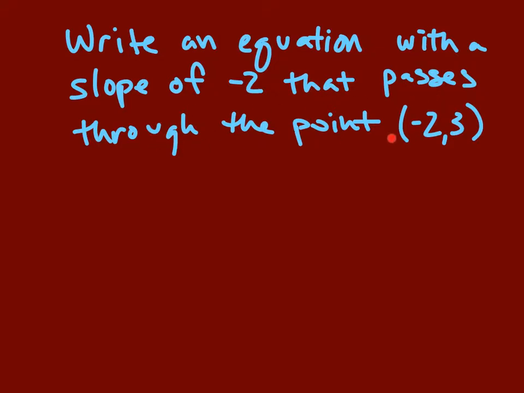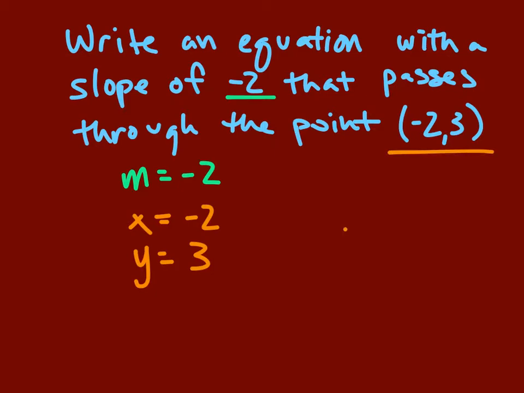that passes through the point -2, 3. All right, so what I want to show you is how to write an equation first in slope-intercept form. Now, what I want to identify here is that I have a slope of -2, so m equals -2, and then I have an x value of -2, and I have a y value of 3, okay? That's what we're given. You're given slope and a point.